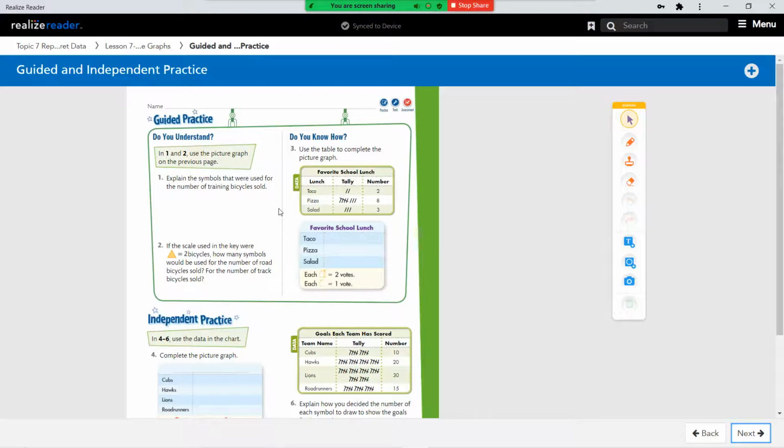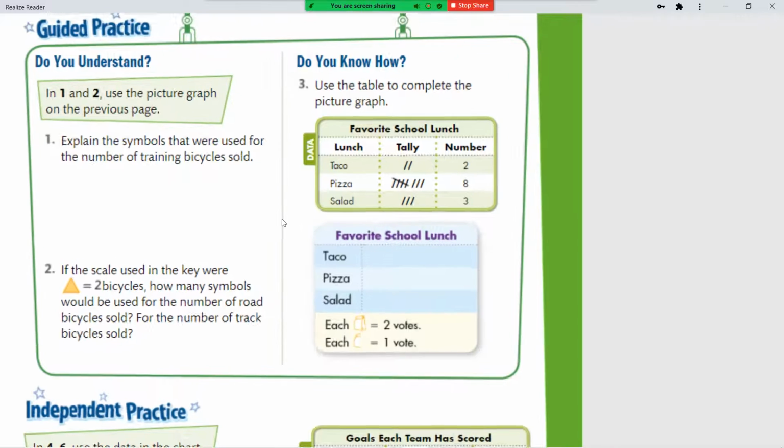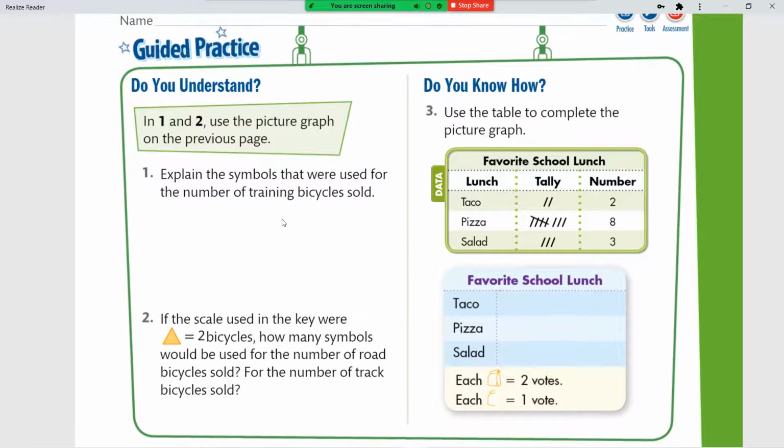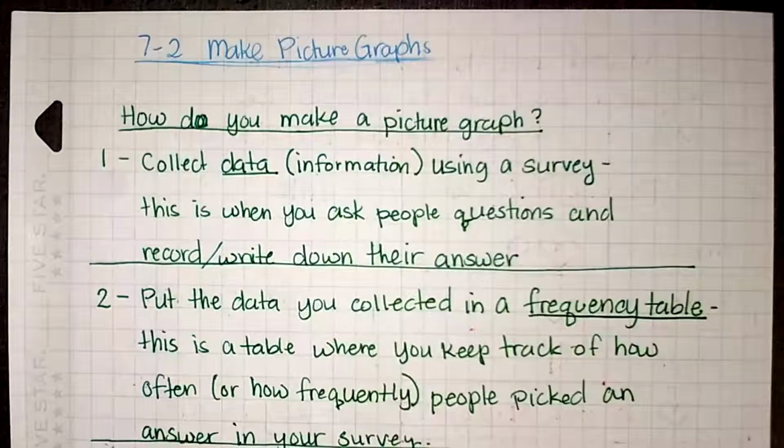Okay, now before we get into our guided practice, we're going to go over our notes and then we'll solve our guided practice questions together. So for our notes, we've got our title at the top, 7-2, Making Picture Graphs. And we were thinking about how do we make a picture graph or a pictograph? You can use either name to call it because they both reference the same thing.